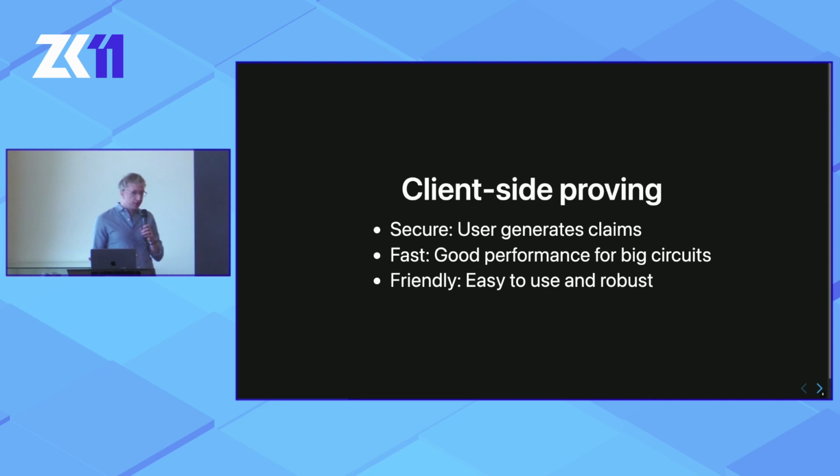So what do we want from client-side proving? First of all, it should be secure, so trust minimized, with the user herself generating the claim. It should be fast, so you want good performance for big circuits. I mean big in a relative sense here. ECDSA and RSA are around 1 million constraints, which is much bigger than something like Semaphore, but obviously smaller than all these L2s and so on. Basically you want a good UX and performance, not just in terms of proving time, but also in terms of memory considerations, proving key size, and these types of things.